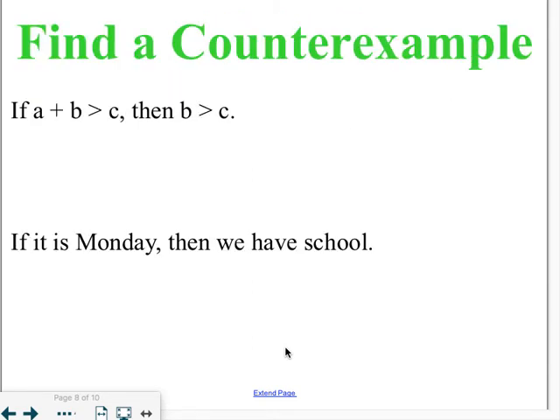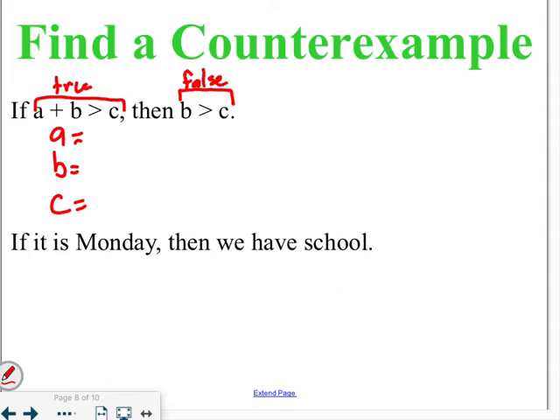So for a mathematical example, we have if A plus B is greater than C, then B has to be greater than C. So if they're asking you a question like this, your job is to pick out 3 numbers, one for A, one for B, and one for C, that makes this part of the statement true and this part of the statement false. So I'm going to pick that A is equal to 7, B is equal to 1, and C is equal to 2. So then I have to double check.